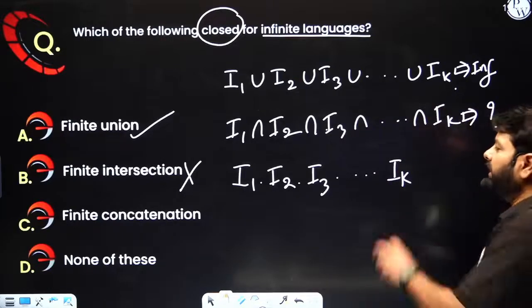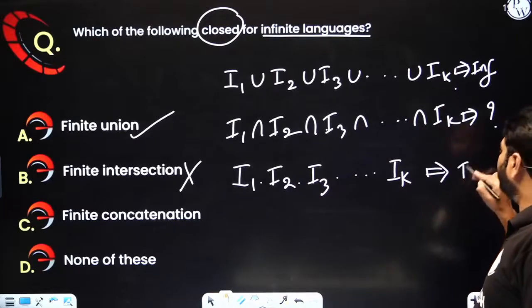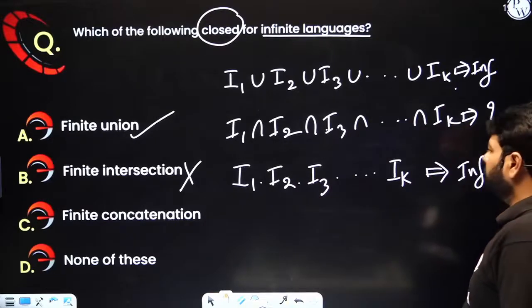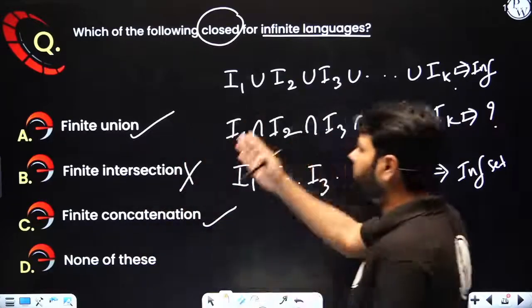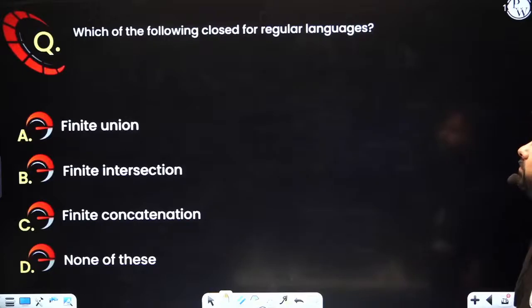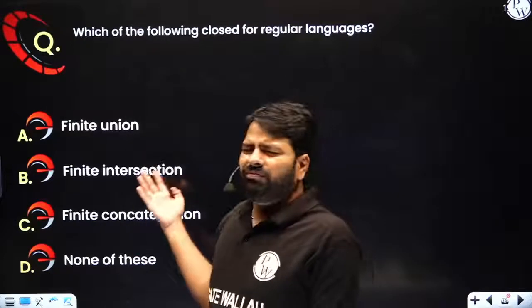Finite. That's a finite number of infinite languages' concatenation. Here you will get again an infinite set. It is closed. Very interesting operations you have here. Which of the following is closed for regular languages? Okay, very simple this.